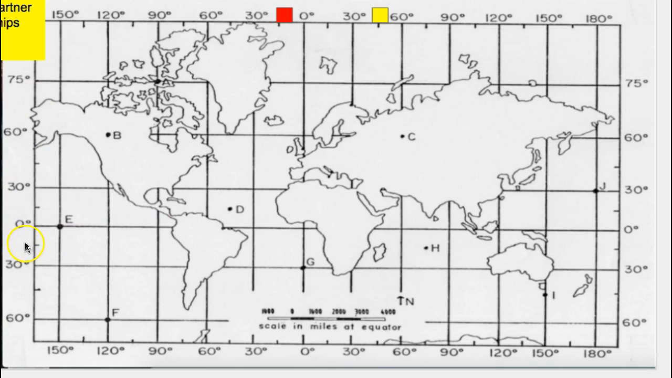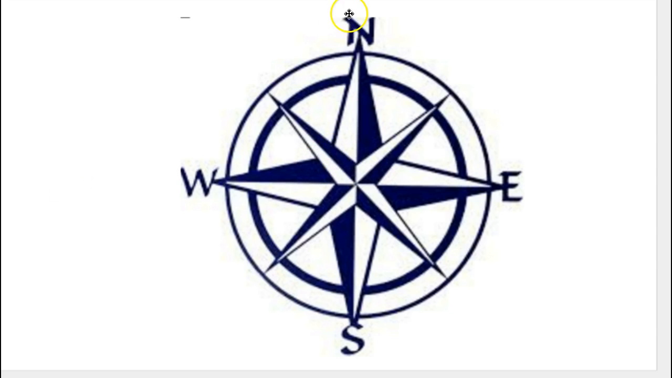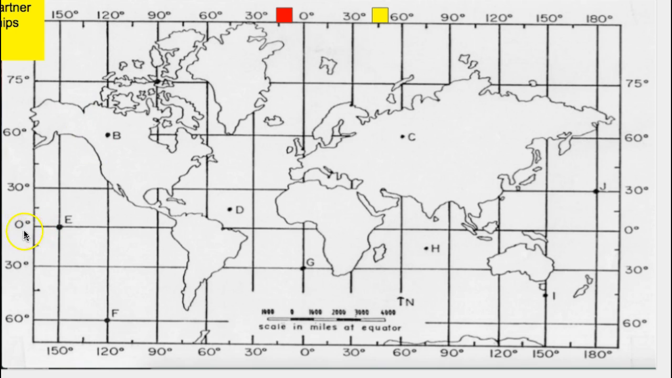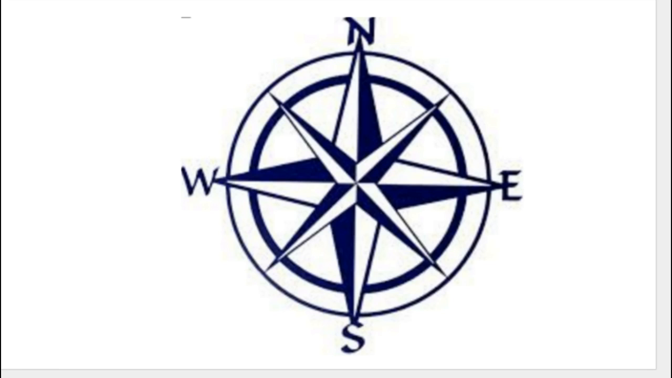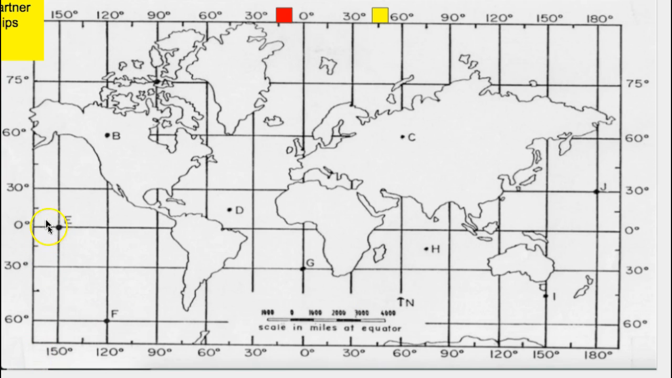All of the numbers above 0 are a north degree because they're going north. If we go back to our compass, they go up, so they have to be north. Anything below the 0 has to be south because it's going down. Okay, so point B right here would be at 60 degrees north because it is above the 0 line, the equator.